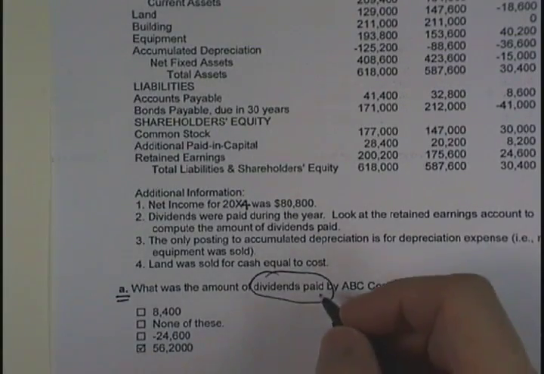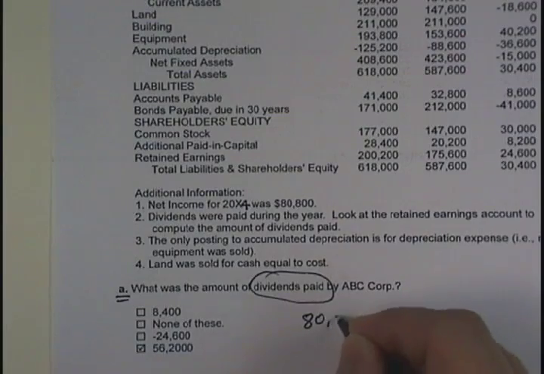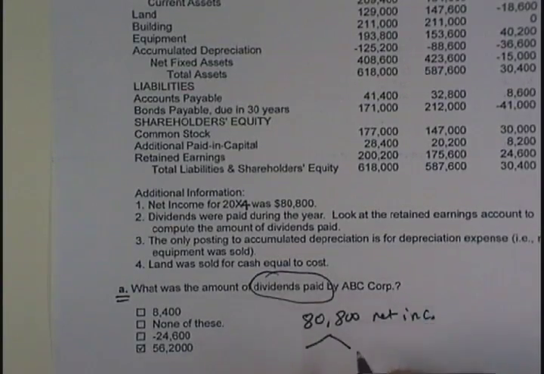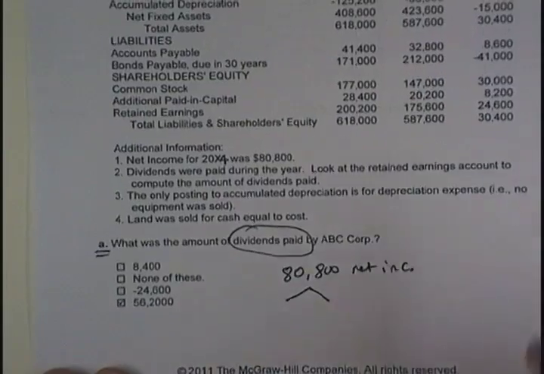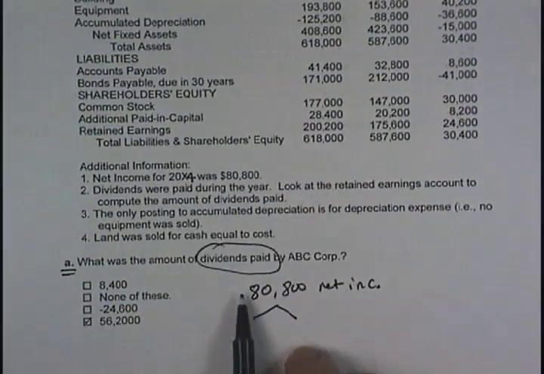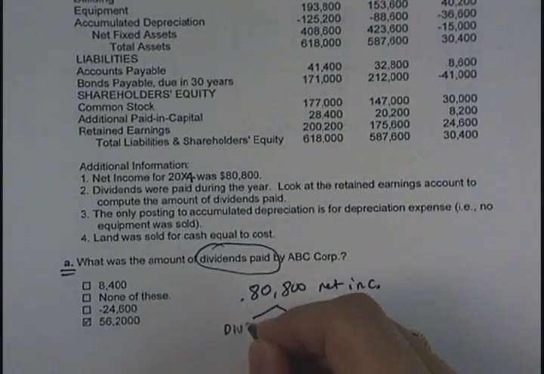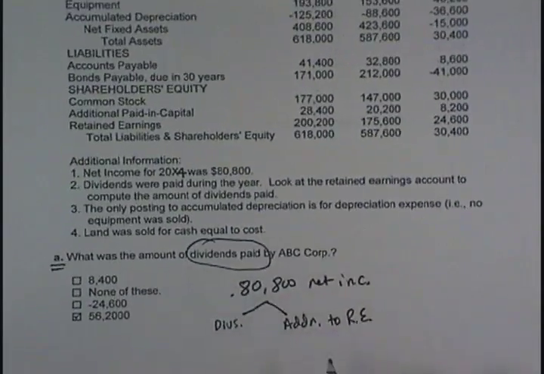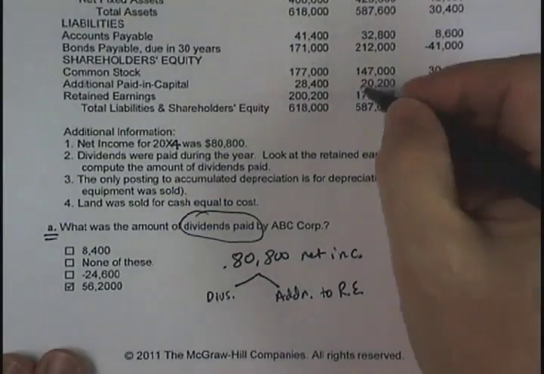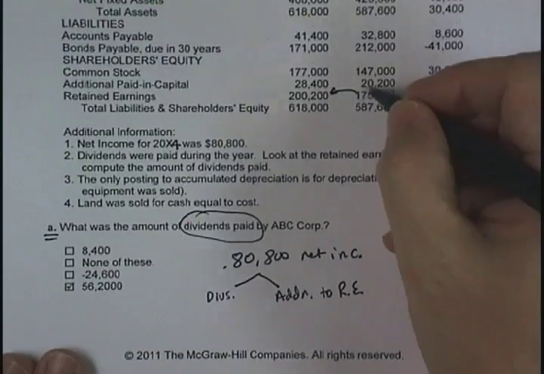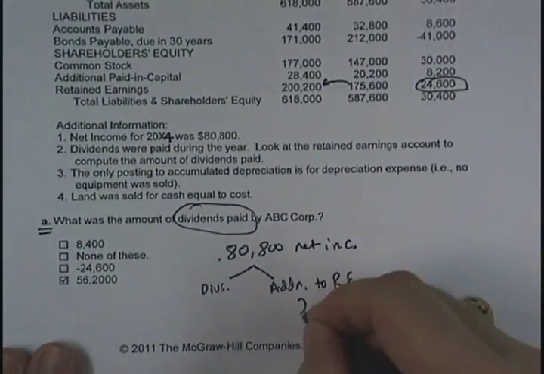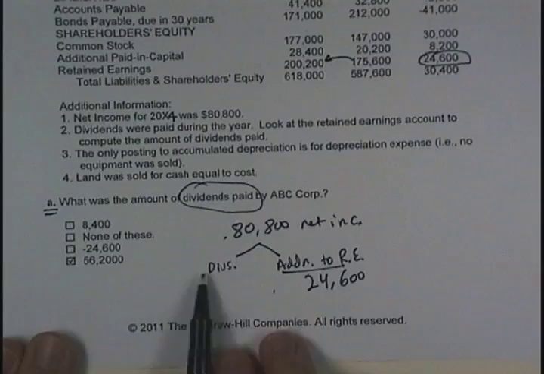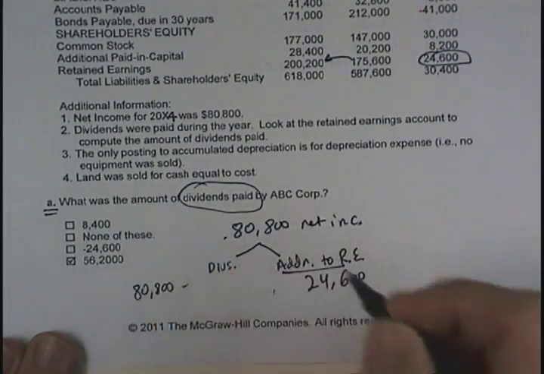So if we see that the net income was $80,800, then I want to determine where that went. As we've talked about previously, net income goes one of two places. It could be paid out as dividends or be retained and become an addition to retained earnings. Well, if it's retained in the retained earnings, that would explain this increase from year 3 to year 4 of $24,600.